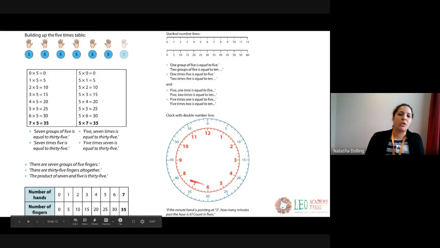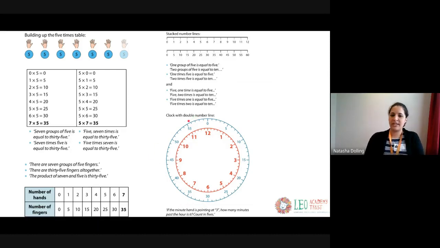So in the middle, you're going up in ones, and then on the outside, it's going up in fives. So a really nice way of presenting the 5 times table is with a double number line when looking at a clock. And you'll notice, and I just put this on here to show you, a similar language of groups that we've come across before.